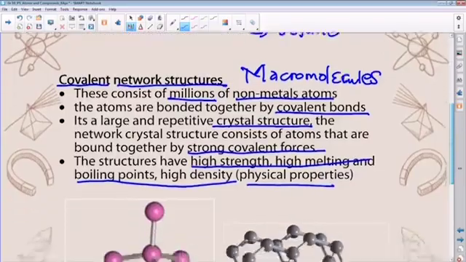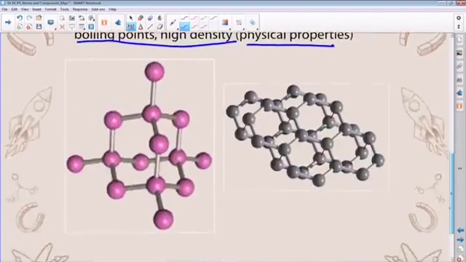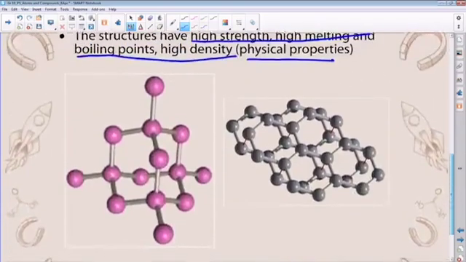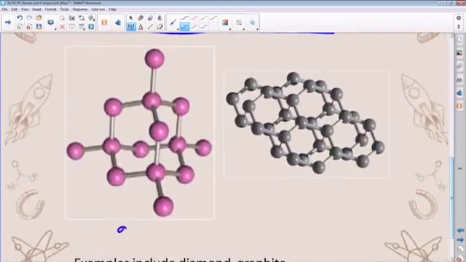Now, let's look at the typical examples of these macromolecules. Now, if you check, here we've got a structure. This represents diamond. Diamond is a hard material. Remember, we said it's also used for cutting tools, because of its high strength relatively. So it's a very much useful everyday application.